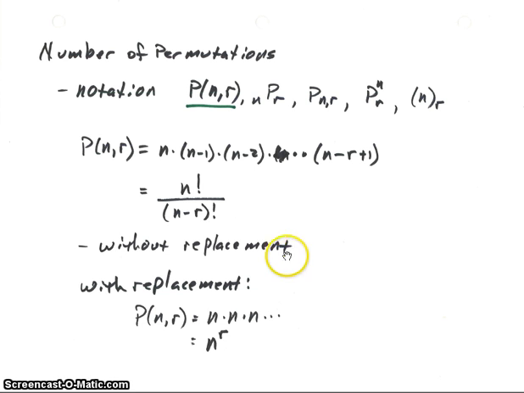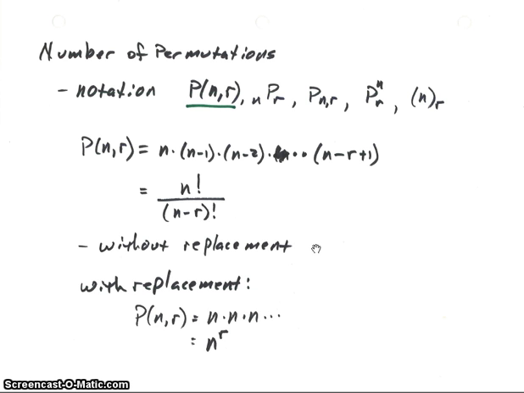Now notice that this is without replacement. So in other words, we pick one element out of that set and we keep it, and we don't put it back into the set and then choose again. If we allowed replacement, then we could potentially choose that same one that we chose the first time.